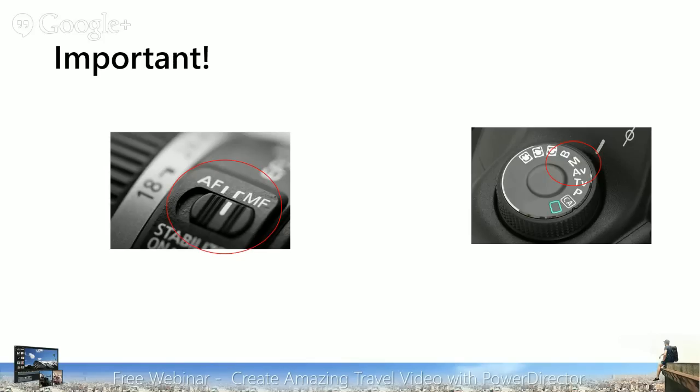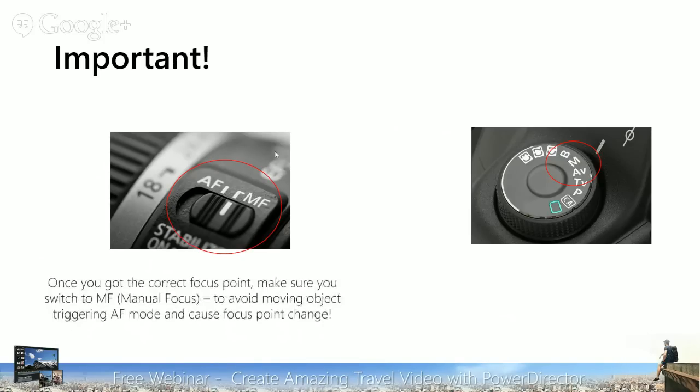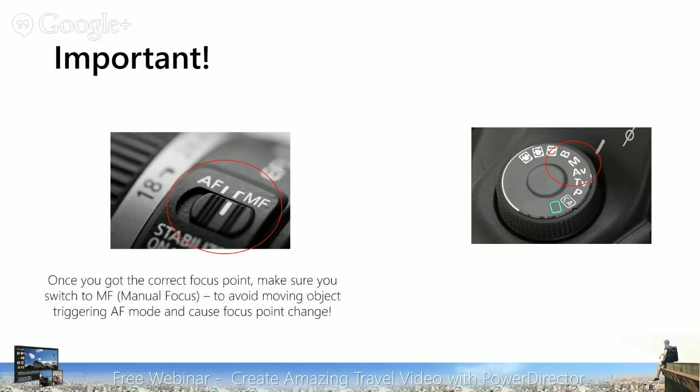So before you take the time-lapse sequence, there are 2 very important things you need to know. The first one is that once you get the correct focus point of your photo, please switch to manual focus mode, so that your lens won't autofocus when there are objects moving around in your time-lapse shooting sequence, which would make your video look glitchy after it is generated.